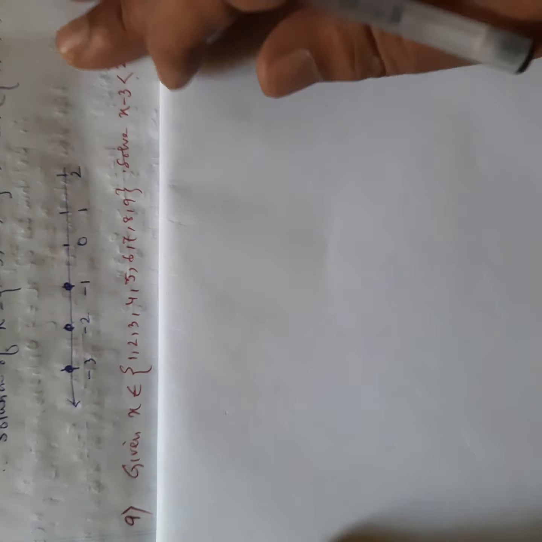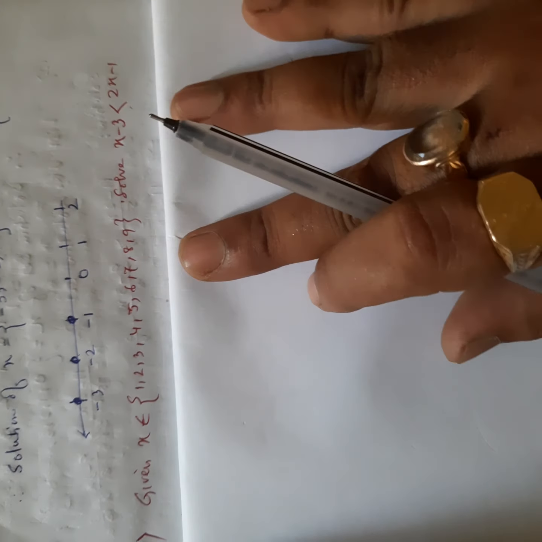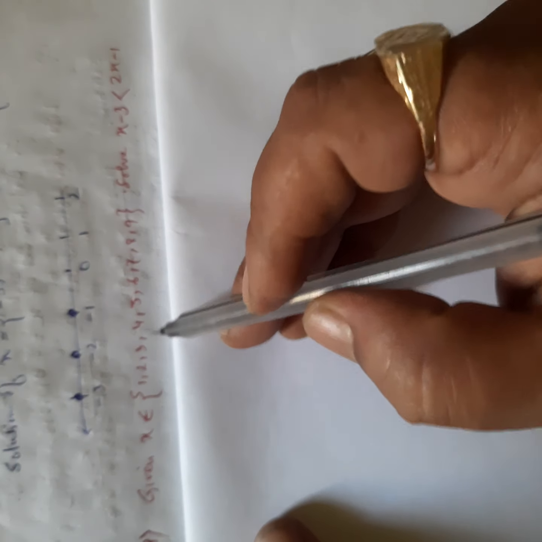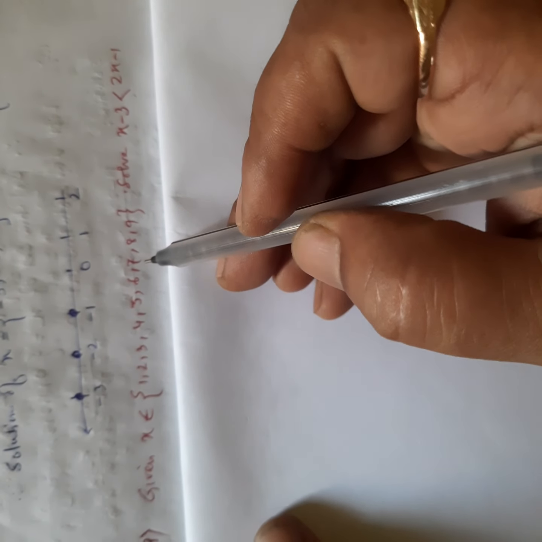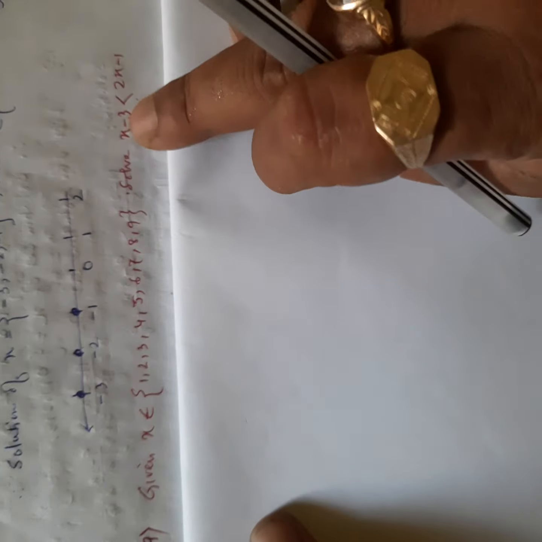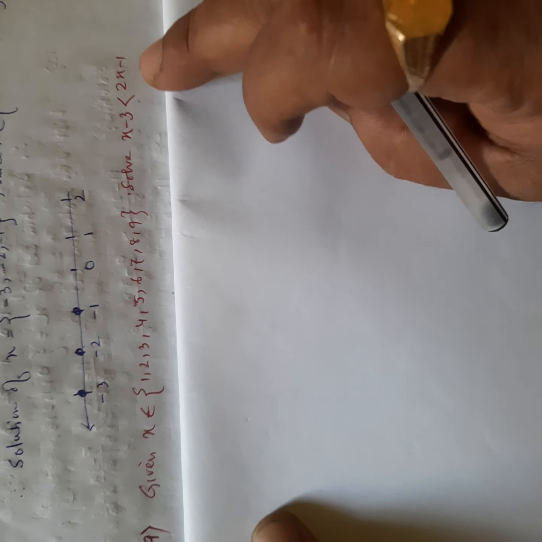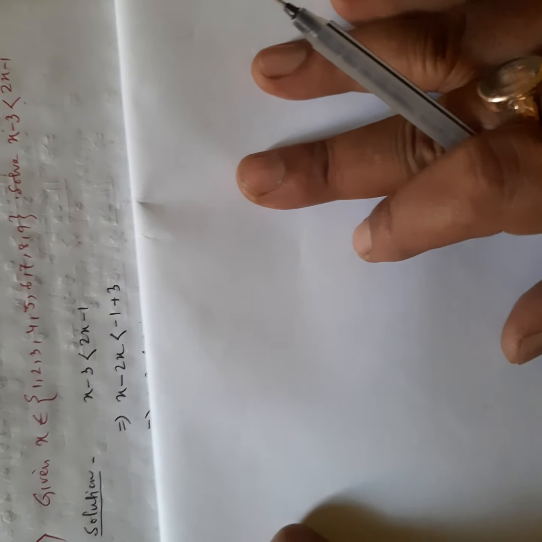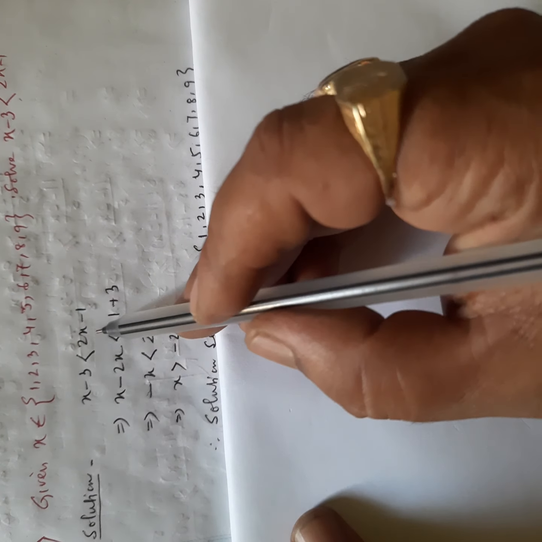Given x belongs to 1, 2, 3, 4, 5, 6, 7, 8, 9. Solve x - 3 < 2x - 1. Solution: x - 3 < 2x - 1.